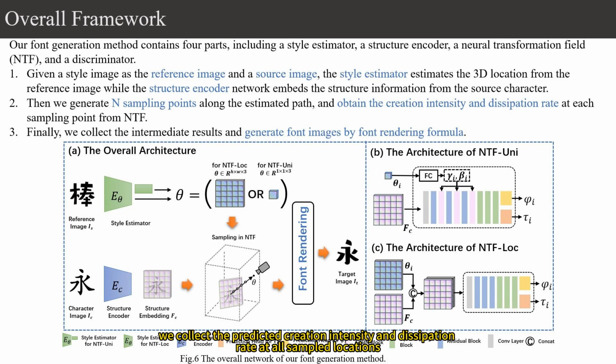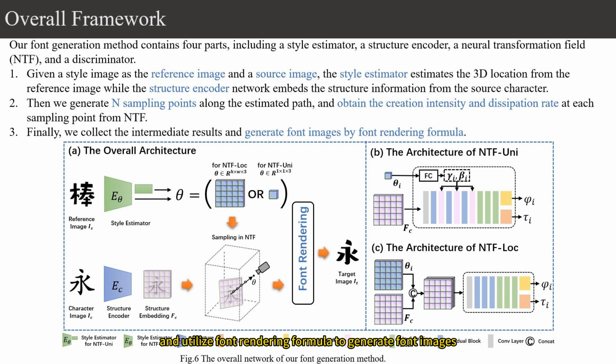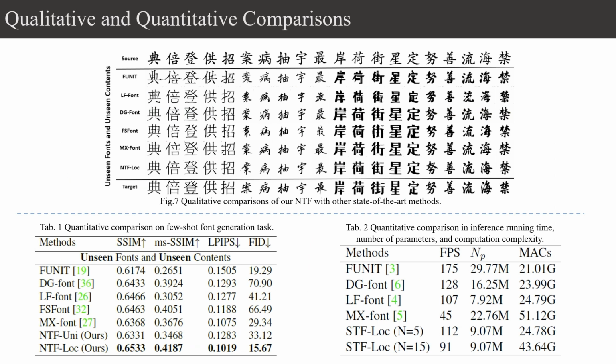Finally, we collect the predicted creation intensity and dissipation rate at all sample locations and utilize font rendering formula to generate font images. We conduct several extensive experiments to demonstrate the effectiveness of our proposed model. Figure 7 provides the qualitative comparison between our NTF and other state-of-the-art models. Our NTF generates higher-quality font images than other state-of-the-art methods, which have better structure completeness and style consistency.